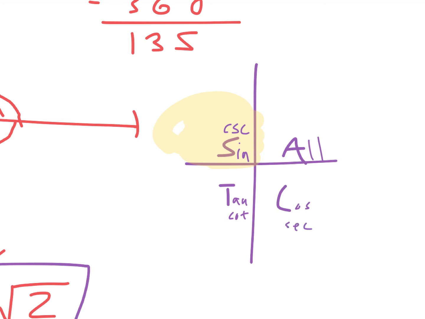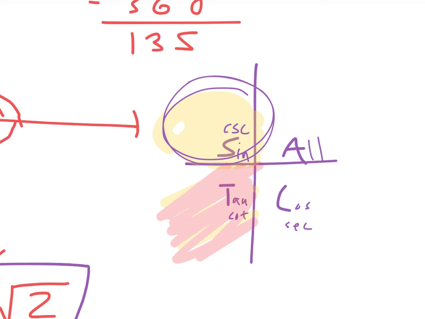Everything else is negative. If we were looking at cosine, but we're in the second quadrant over here, cosine is negative because only sine and its reciprocal are positive. If we were in the third quadrant down here, and we were asked to find the sine, is sine going to be positive or negative in the third quadrant? Negative, because only tangent and cotangent are positive. Okay.